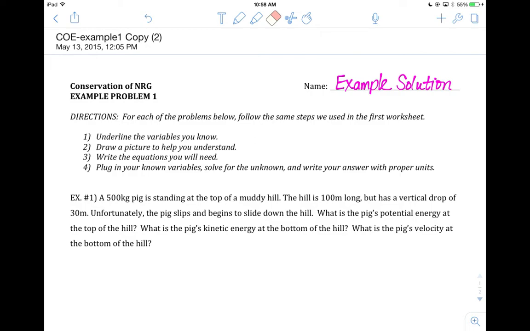2, draw a picture to help us understand. 3, write the equations we may need. And 4, plug in what we know, solve for the unknown, and write our answer with proper units.